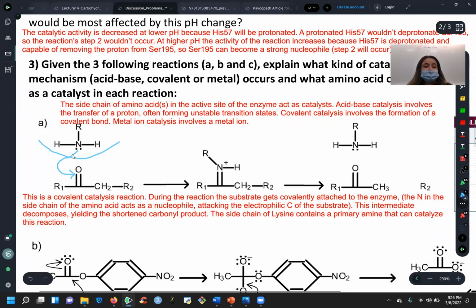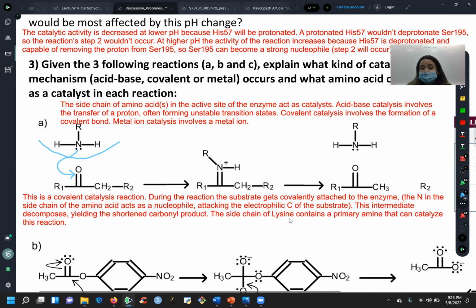So the thing that attacks will usually have the dots or a negative charge or something like that, and it'll attack, and that will be called the nucleophile, and then whatever it's attacking will be called the electrophile. So know your terminology. So this intermediate decomposes, yielding the shortened carbonyl product. So this intermediate doesn't stay that way. It decomposes and then it yields that carbonyl product so that it just goes back to what it was.